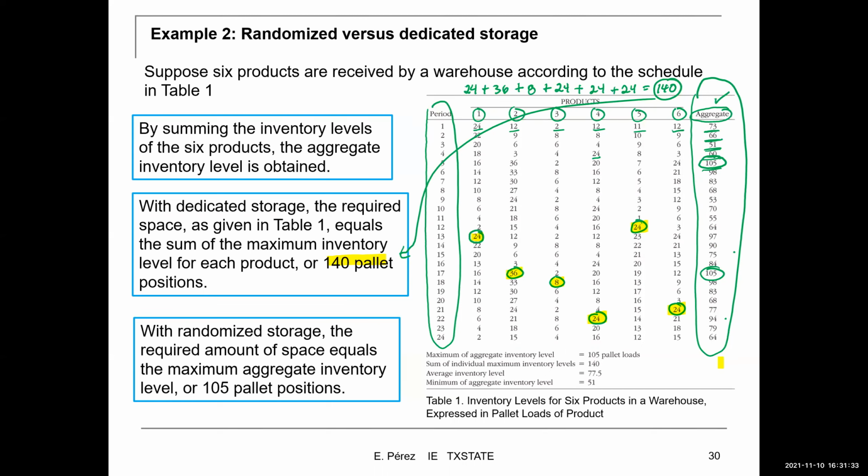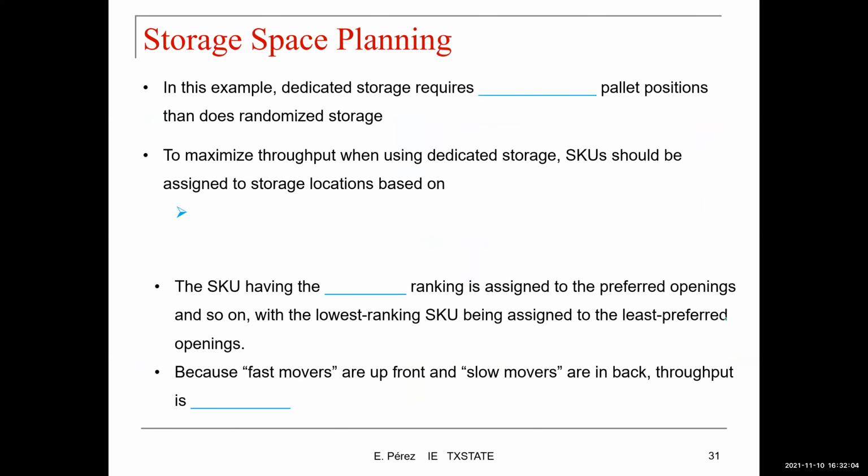So at that point, you have identified that for any day, based on this historical data, the maximum number of items that you will see in your warehouse is 105. It's a combination of items, but in total, the maximum number of pallets we're dealing with here is 105. So in this example, dedicated storage requires 1/3 more pallet positions than randomized storage.